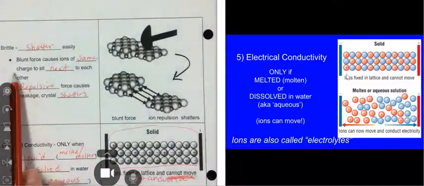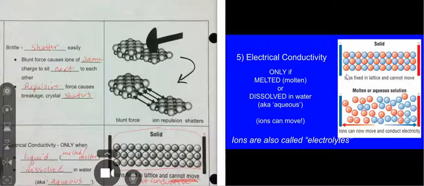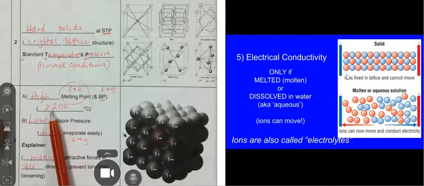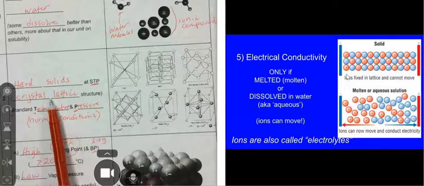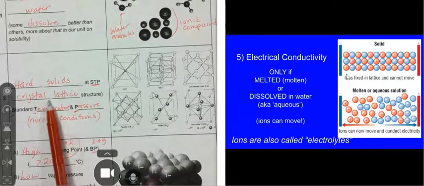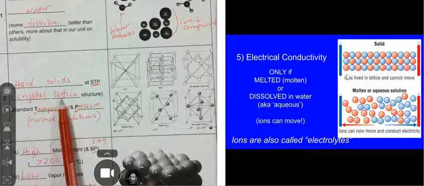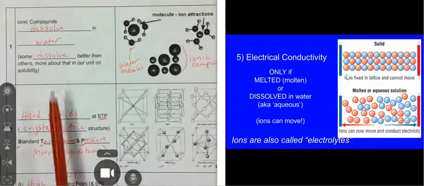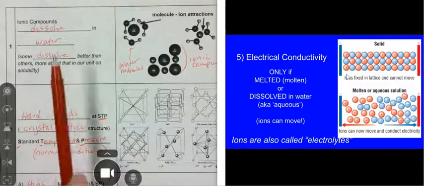Ionic compounds are brittle. They shatter when struck with a blunt force. Ionic compounds have a high melting point. Their molecular structure is a crystal lattice structure, and they are soluble in water.